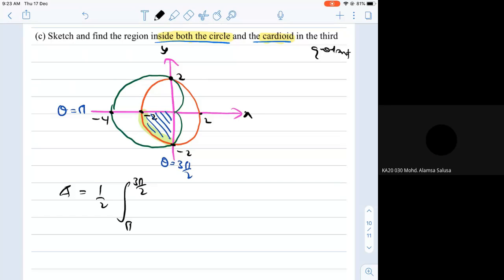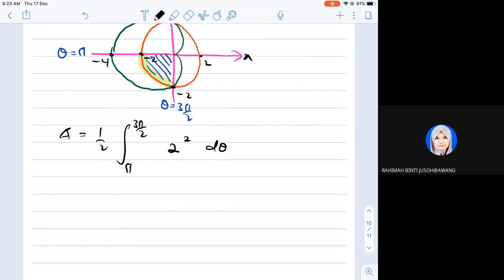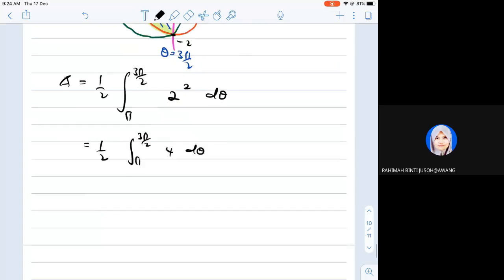2. Yes, 2, because only one line. Only the line for the circle, so we just consider 2. That's it, d theta. Okay, so let us proceed. 1/2 becomes the integration of 4 d theta. So we will have 4 times half, which is 2.